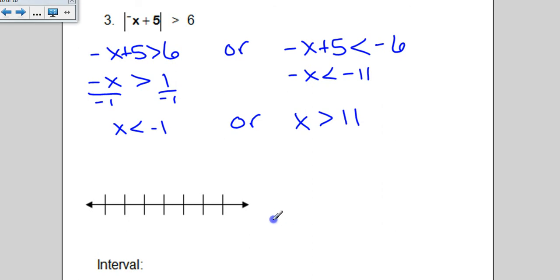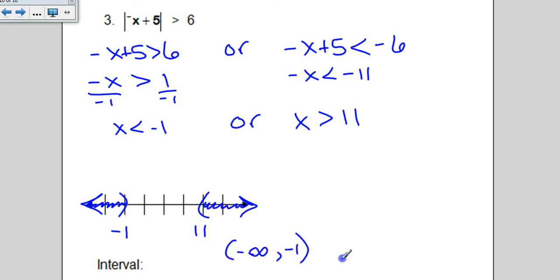So I got to graph everything that's less than negative 1 or anything greater than 11. And again, I don't have enough lines here, so I'm going to fudge it. These are parentheses. And no surprise here, because it's an OR, we're going to end up shading the outsides like that. So for our interval for our solution, it goes from negative infinity to negative 1, parenthesis, and then it jumps all the way to 11 and goes to infinity.